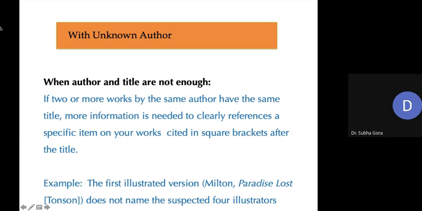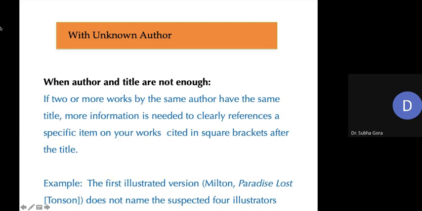So if you have two or more works by the same author, or have the same title, more information needs to be gathered to clearly state the references, right? So in such scenarios, we include a differentiating piece of information. What is this differentiating piece of information?